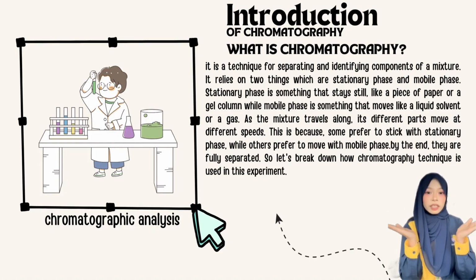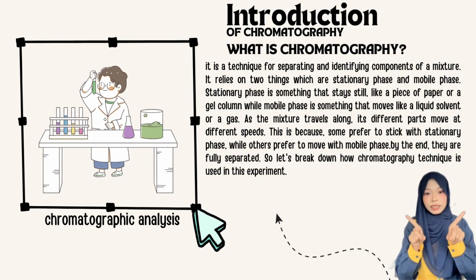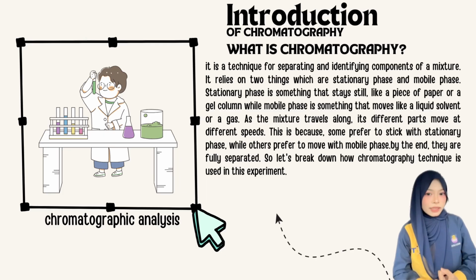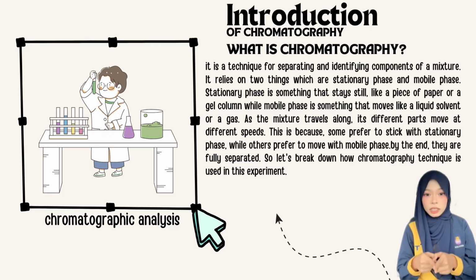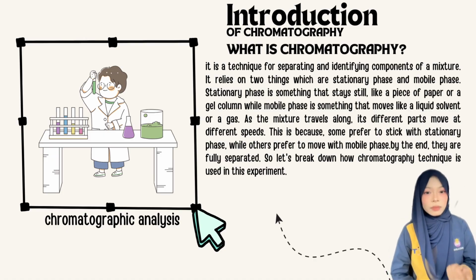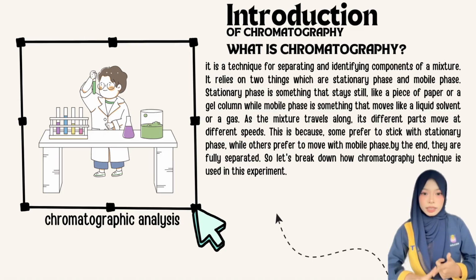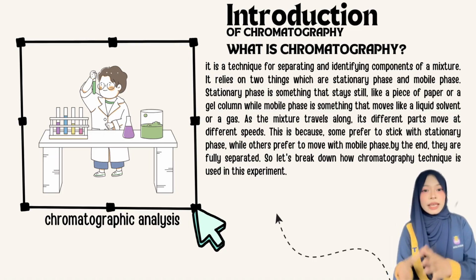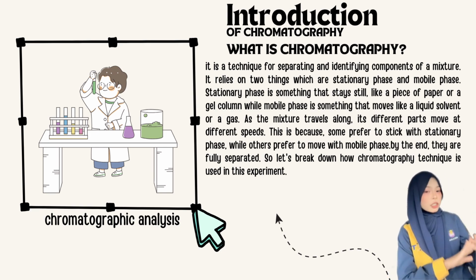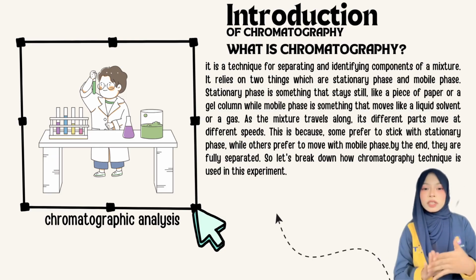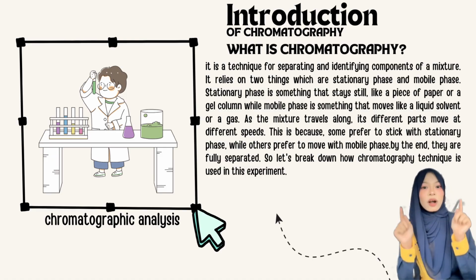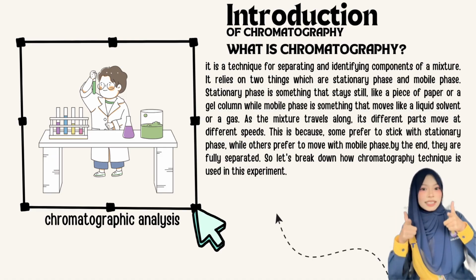Lastly, what is chromatography? Chromatography is a technique for separating and identifying components of a mixture. It relies on two things: the first one is the mobile phase and the second one is the stationary phase. The stationary phase is something that stays still, like a piece of paper or a gel column, while the mobile phase is something that moves, like a liquid solvent or a gas. As the mixture travels along, its different parts move at different speeds. This is because some prefer to stick with the stationary phase while others prefer to move with the mobile phase. By the end, they are fully separated. So, let's break down how this chromatography technique is used in this experiment.